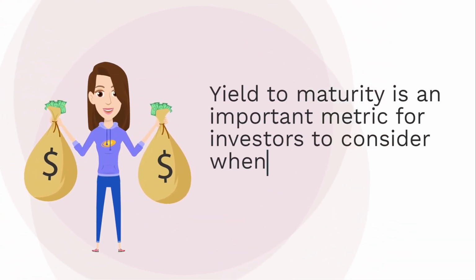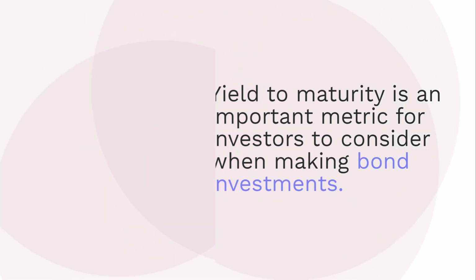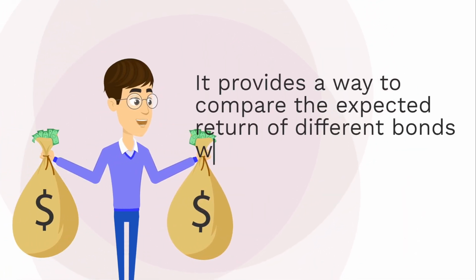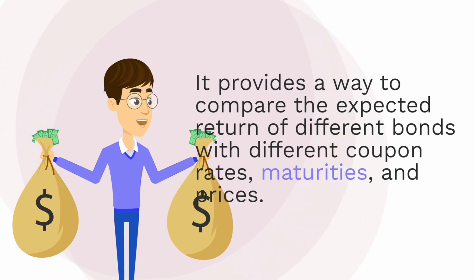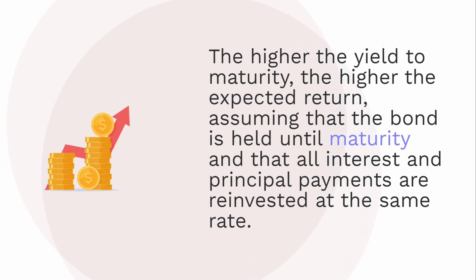Yield to maturity is an important metric for investors to consider when making bond investments. It provides a way to compare the expected return of different bonds with different coupon rates, maturities, and prices. The higher the yield to maturity, the higher the expected return, assuming that the bond is held until maturity and that all interest and principal payments are reinvested at the same rate.